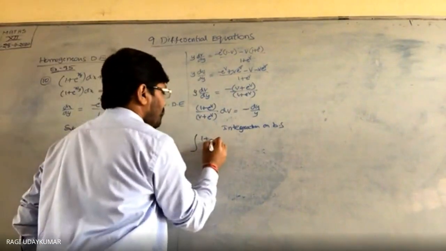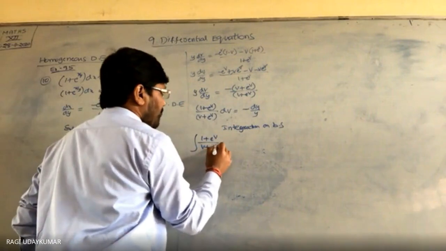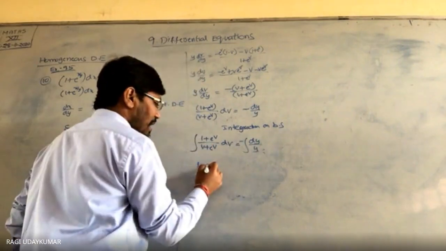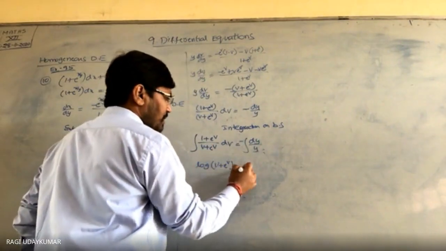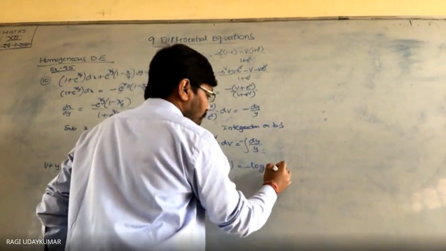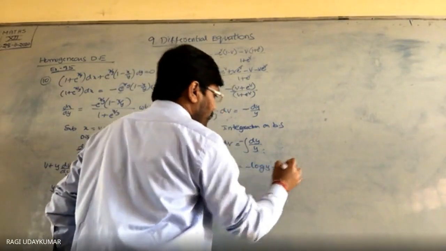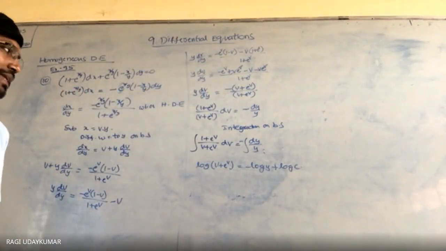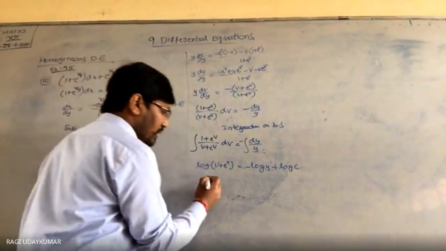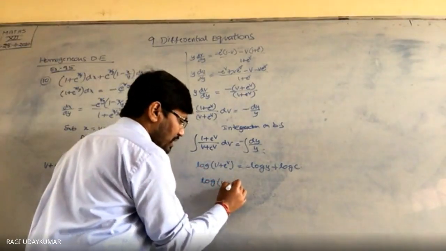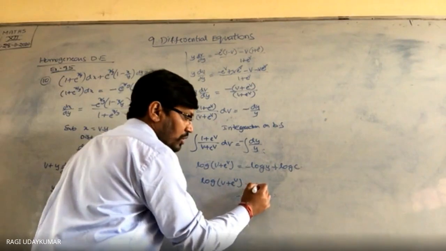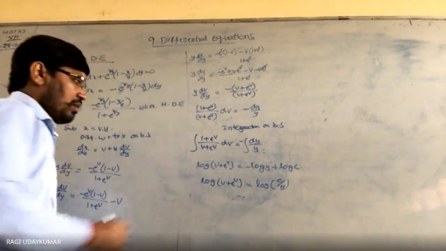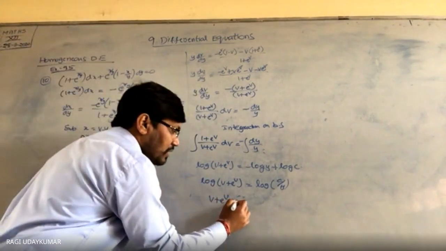So integration of 1 plus e power v by v plus e power v dv is equals to minus integration of dy by y. So this is logarithm of v plus e power v is equals to minus log y plus log c. You can take minus log c; the constant can be taken in any way, plus or minus, that doesn't matter. So here we are going to get logarithm of v plus e power v is equals to logarithm of c by y. Now v plus e power v is equals to c by y.